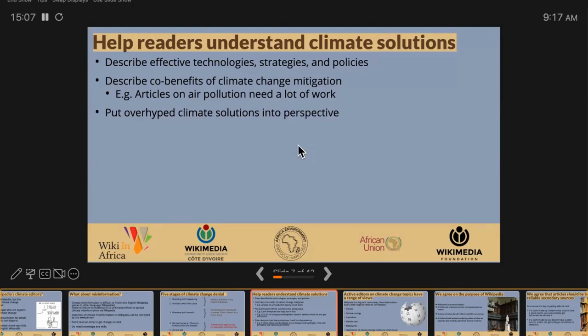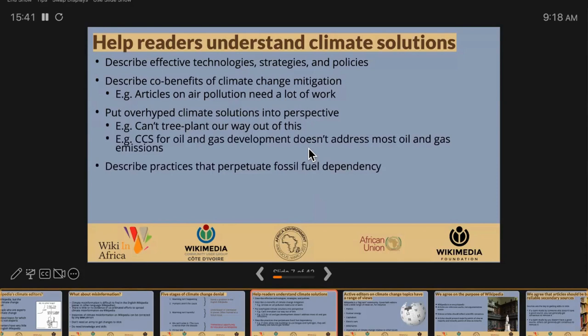Overhyped climate solutions. So for example, tree planting is given a lot of promotion as a way to solve climate change. But what the general public and policymakers need to understand is, tree planting is often good, often not very effective, and we can't use it as a way to avoid getting out of our dependency on fossil fuels. So we need to put things into perspective for people. And talk about why we're perpetuating fossil fuel dependencies.